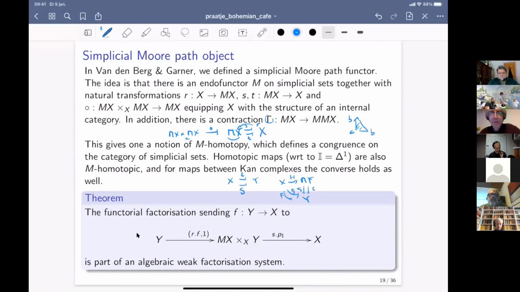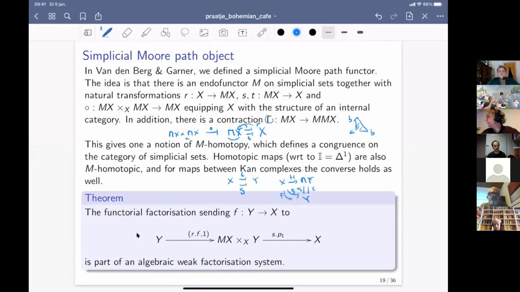via Moore path. Sorry, may I ask one quick question? So this construction, can you more or less have it in every category with a cylinder object, or do you need precisely simplicial sets to build this functor M?